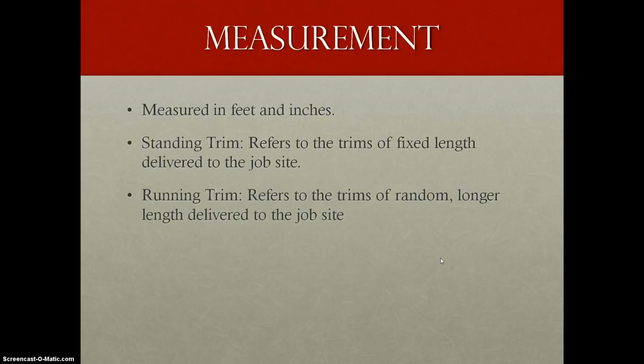Standing trim refers to the trim length that is delivered to the job site, and it's a fixed length. So this can include door jambs or casings. A running trim, on the other hand, is random lengths. They can be longer. Those are also delivered to the job site, and these include baseboards or chair rail or crown molding.